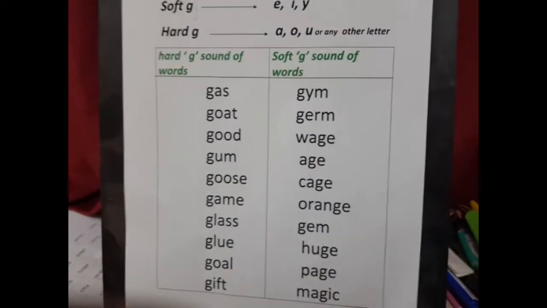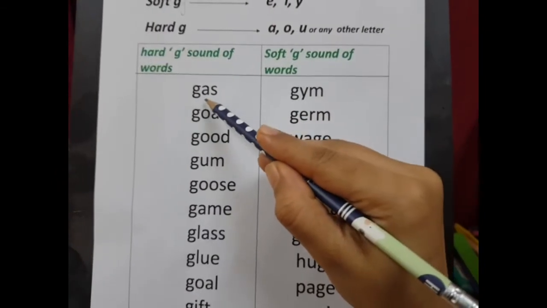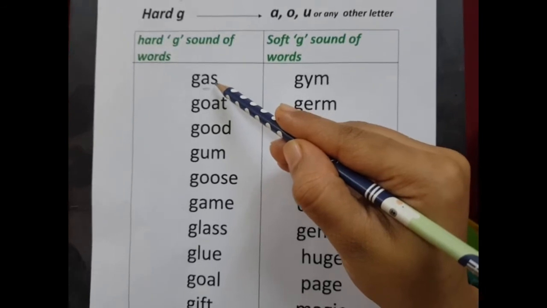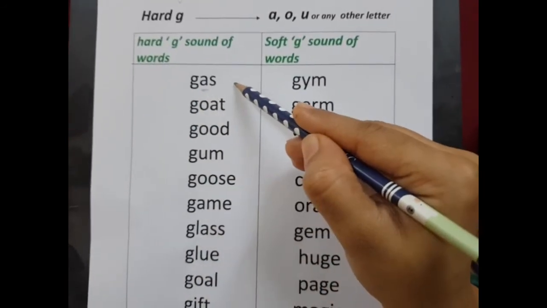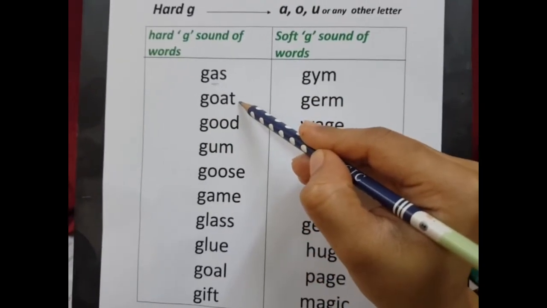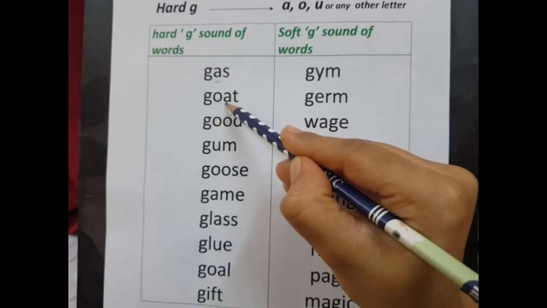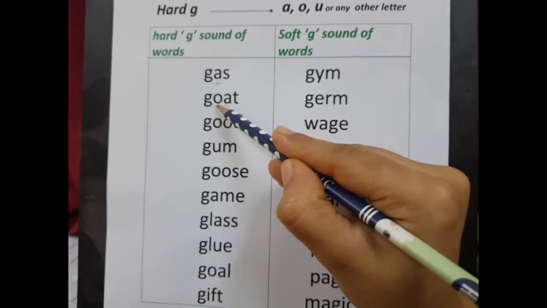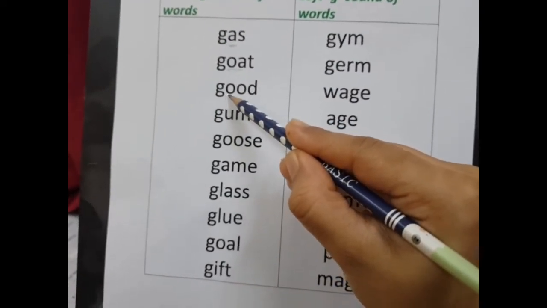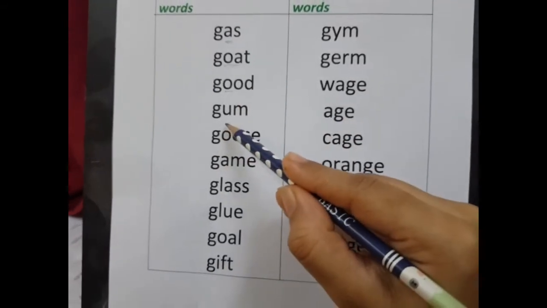Okay, now let us learn the words. Hard G sound words. Here G is with A, so it is going to make the G sound. What is G-A-S? Gas. Very good. G-O-A-T? Goat. It is with O. O-A makes the sound O. G-O-O-D? Good. Yes, good. G-U-M?